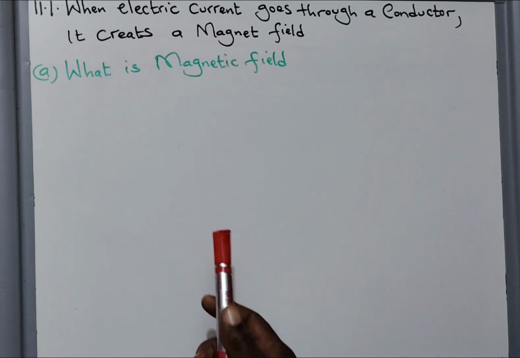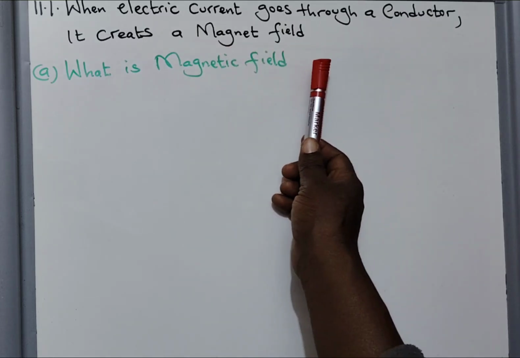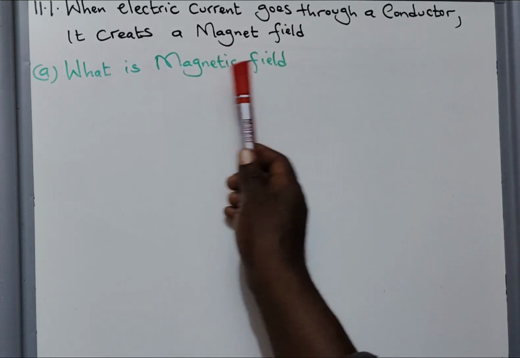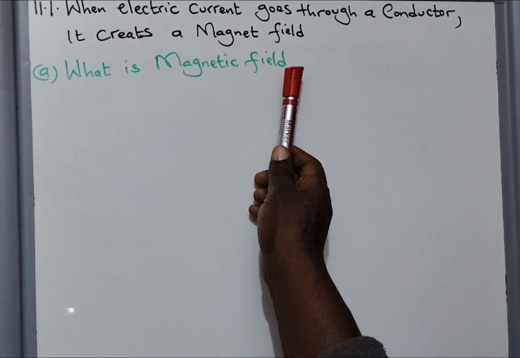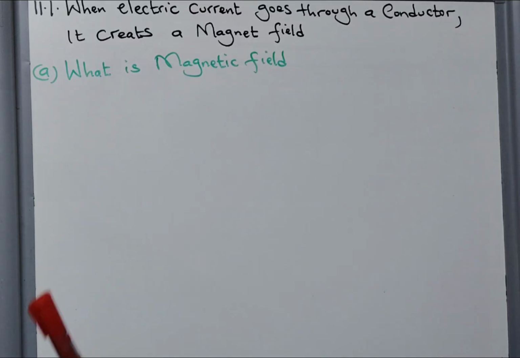Tonight we are looking at this question. It says that when electric current goes through a conductor, it creates a magnetic field. Then the question says, what is magnetic field? Magnetic field is the region of space where a magnetic material experiences a force.